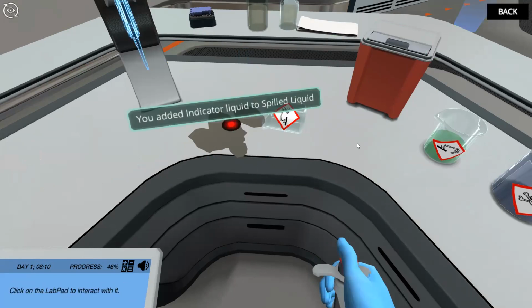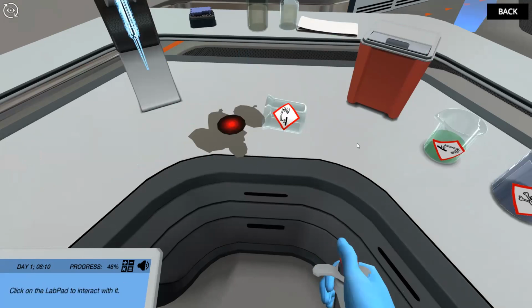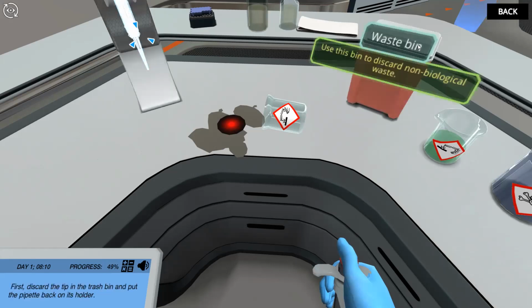Fantastic. When you added the indicator liquid to the spill, the drop turned red. This means the spilled chemical must be a strong acid. We need to neutralize it with baking soda before cleaning it up. Strong acids that react with your skin can cause burns. That's why it's very important to protect your hands with gloves. First, discard the tip in the trash bin and put the pipette back on its holder.